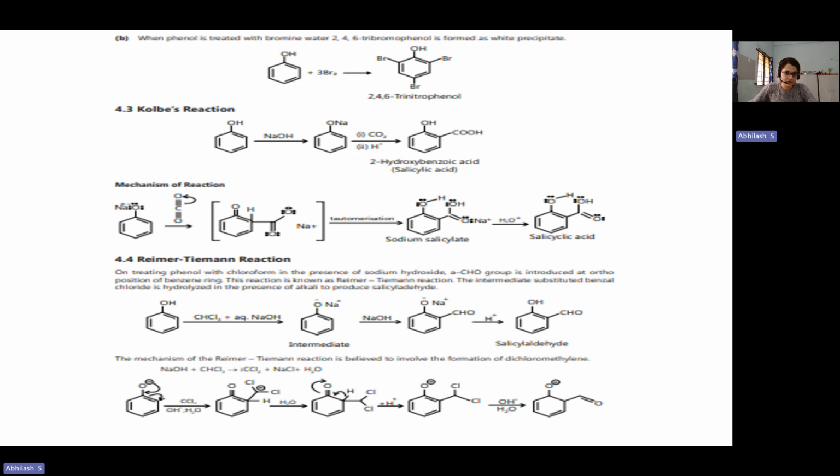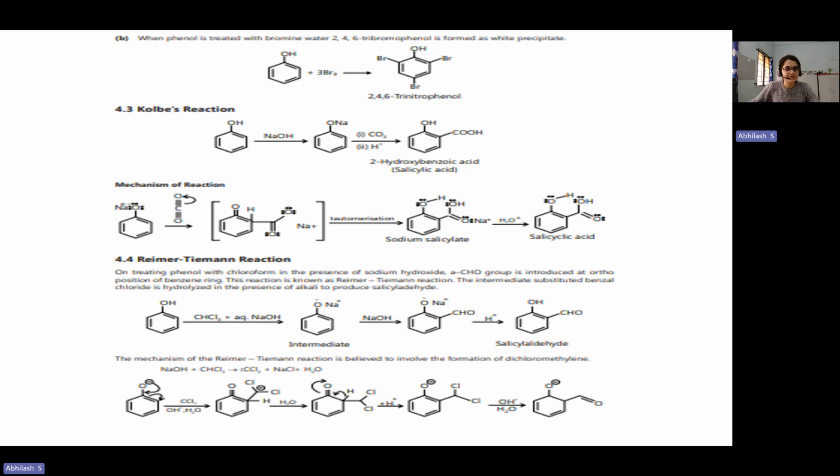In this sodium phenoxide, O has the negative lone pair of electrons and Na has the positive charge. When it reacts with CO2, which has a resonance form, it leads to the formation of an intermediate. When this intermediate undergoes tautomerization, it leads to the formation of sodium salicylate. This is the sodium salicylate structure. When this sodium salicylate reacts with H3O plus, it leads to the formation of salicylic acid.